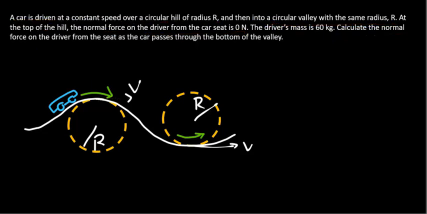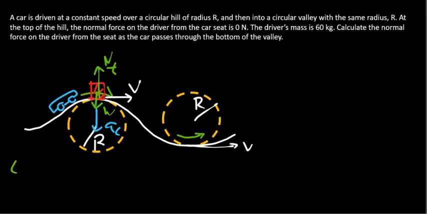So let's see what are the forces acting on the driver as he or she is at the top of that circular hill. Of course, at the top of the circular hill, the direction of that velocity is rightward. So the direction of motion is rightward. So that means the centripetal acceleration is of course towards the center, as always. And there are a couple of forces acting on this driver. The first one is the weight of the driver, and the other one is the normal force from the seat on the driver. Let's call it N top.